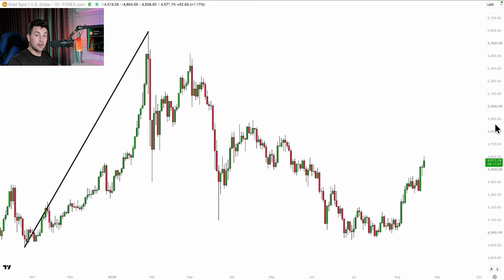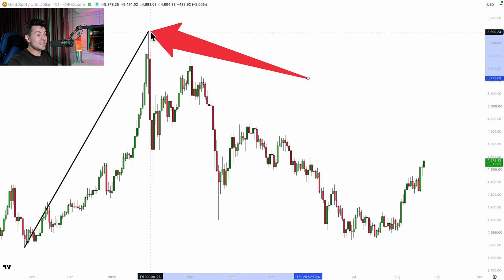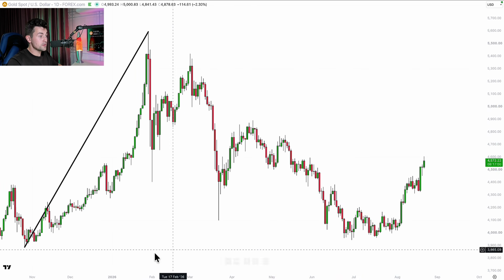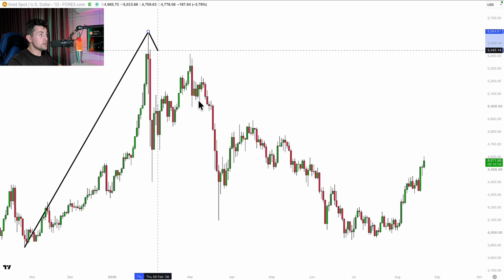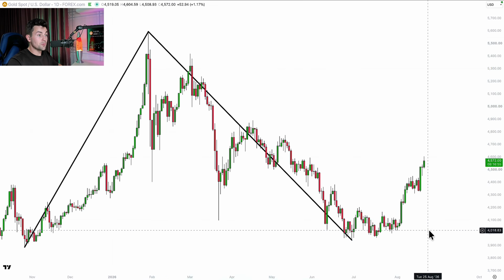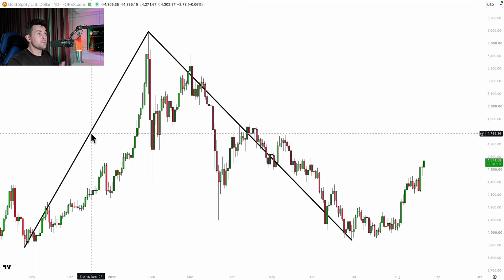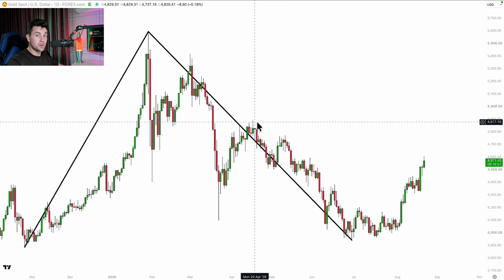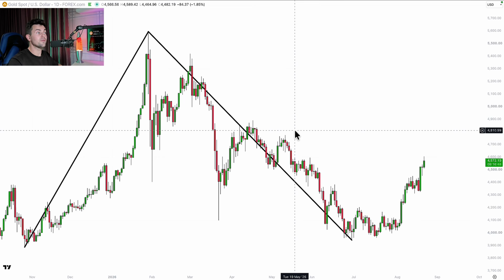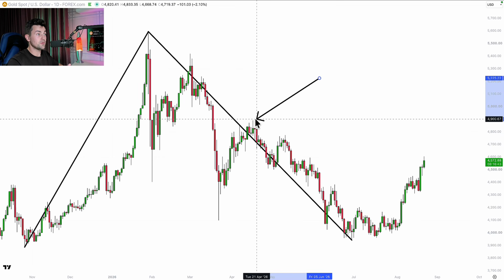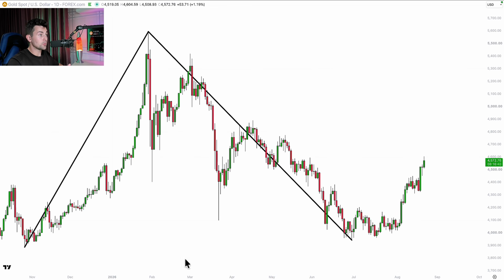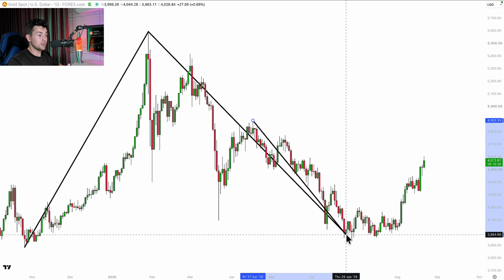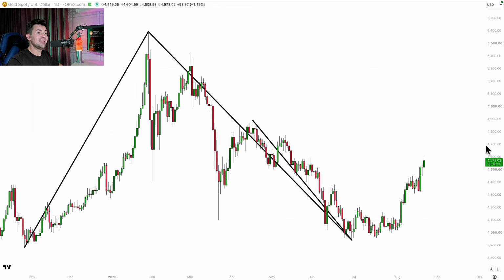Another important impulse leg that we can find is a bearish movement from that high to this low. As you can see here, we have a major bearish impulse. And between this major bullish and major bearish impulses, we have more impulses. For example, we can spot a very important high right here, and the bearish movement from that high to that low will be another important bearish impulse.